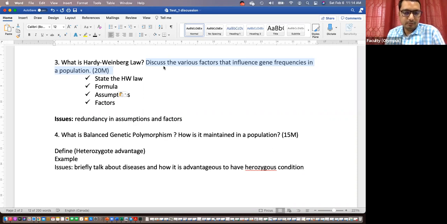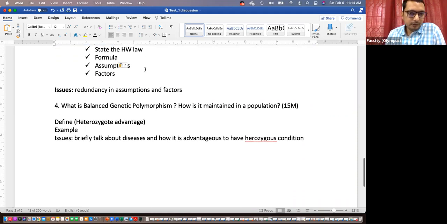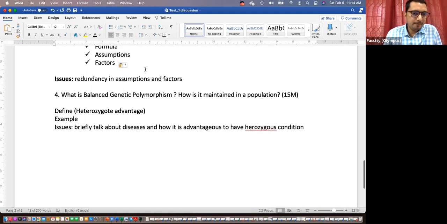Factors should be the majority of the focus here. That's how you have to balance the answer. Otherwise, however much you write, you won't get the marks, because the balance as per the demand of the question is very, very important. Okay, next one.